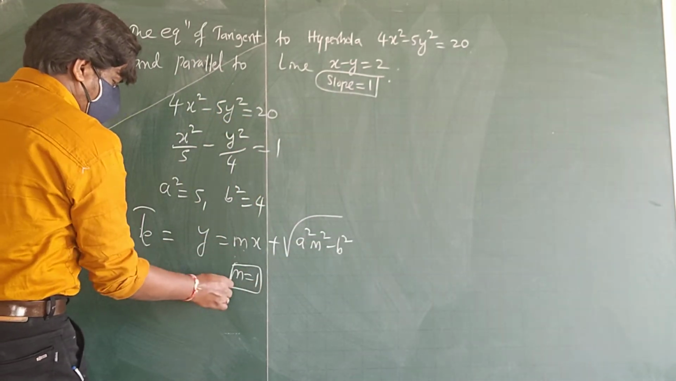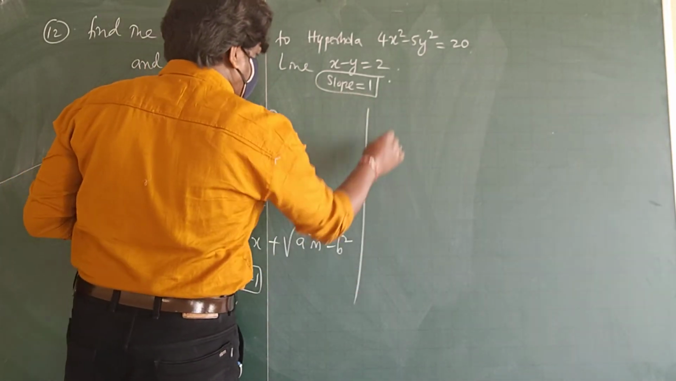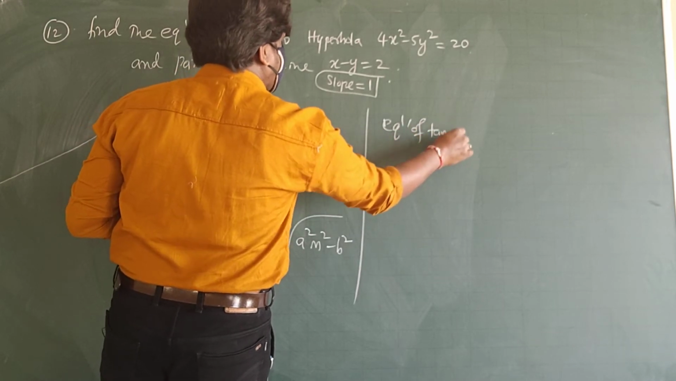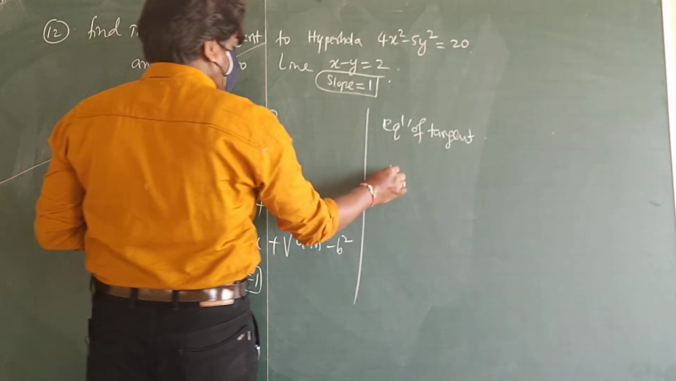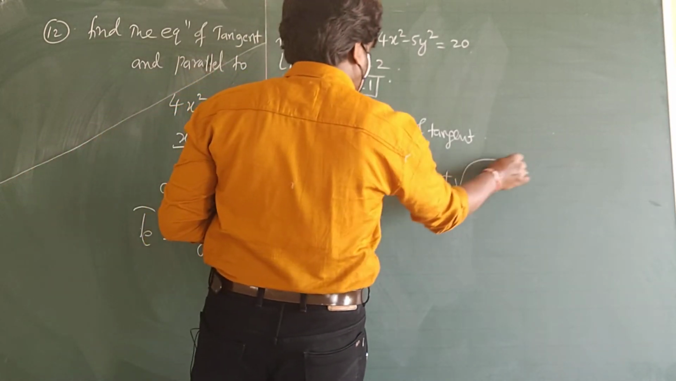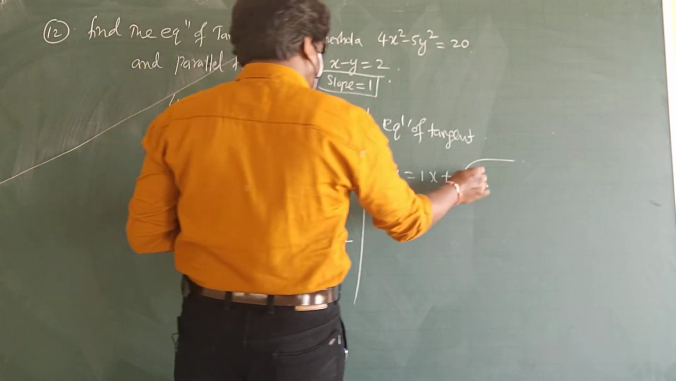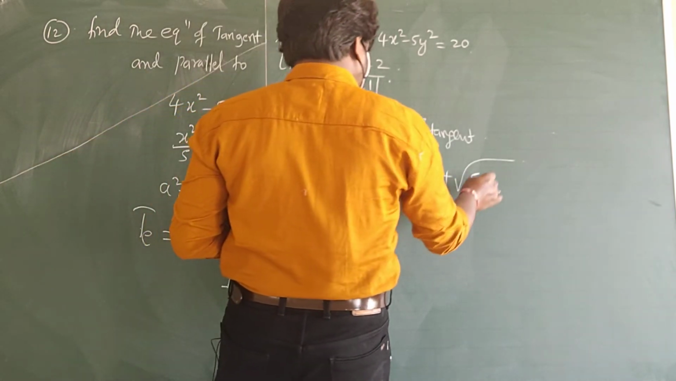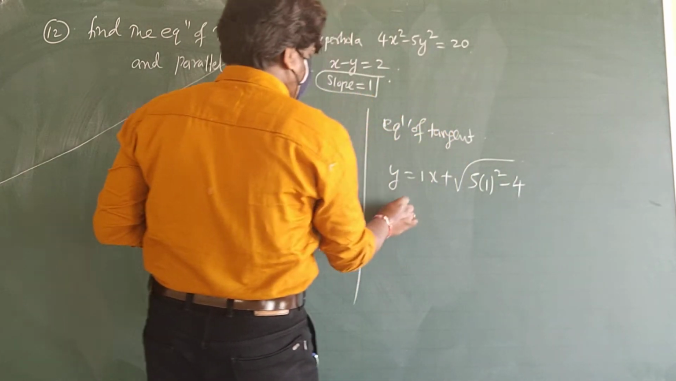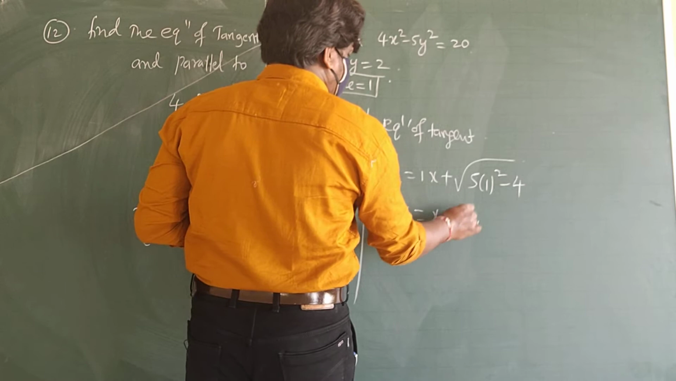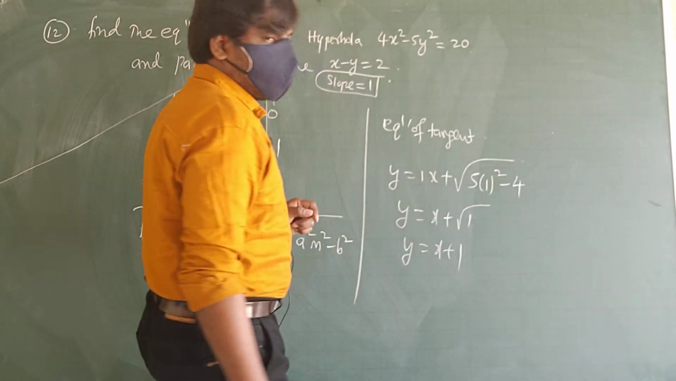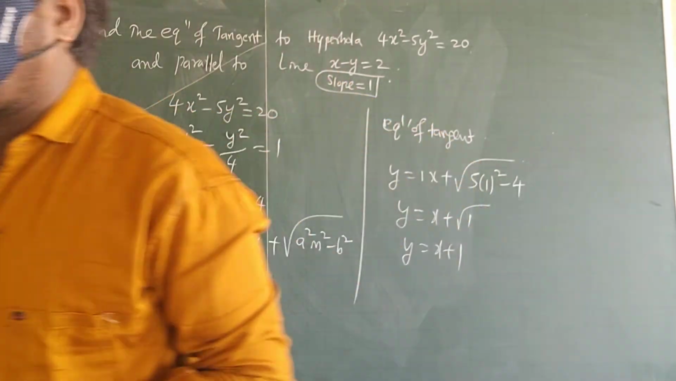I have to substitute. So the equation of the tangent which is required, as the JEE question, is y is equal to 1 into x plus under root of a square, that is 5, into m square, that is 1 square, minus b square, that is 4. So y is equal to x plus under root of 5 minus 4, which is 1. So y is equal to x plus 1. This is the equation of the tangent. Okay.